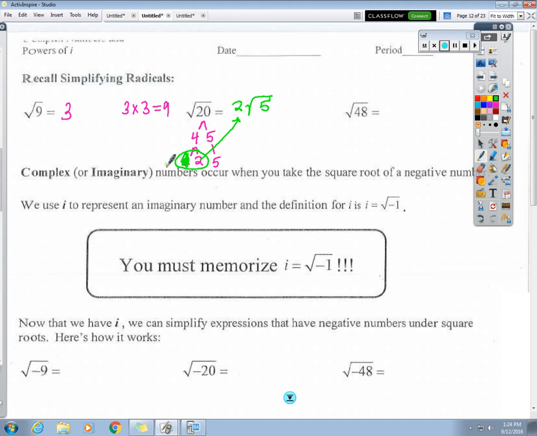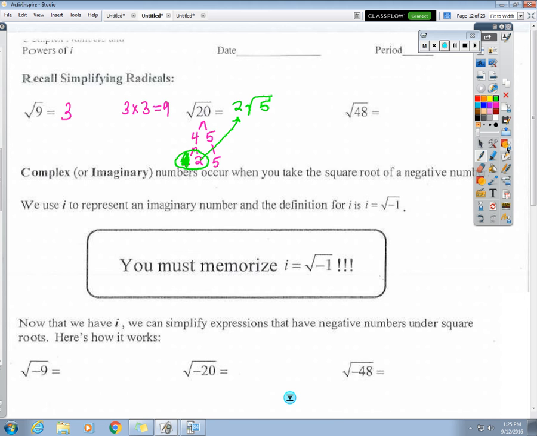Okay, now let me show you a method to check your answer. If you take the outside number and multiply it by itself, what is 2 multiplied by itself? And what's 4 times 5? 20. What's 3 multiplied by itself? And there's no inside number to then multiply by, so 9. That's the way you check to make sure you have the right answer.